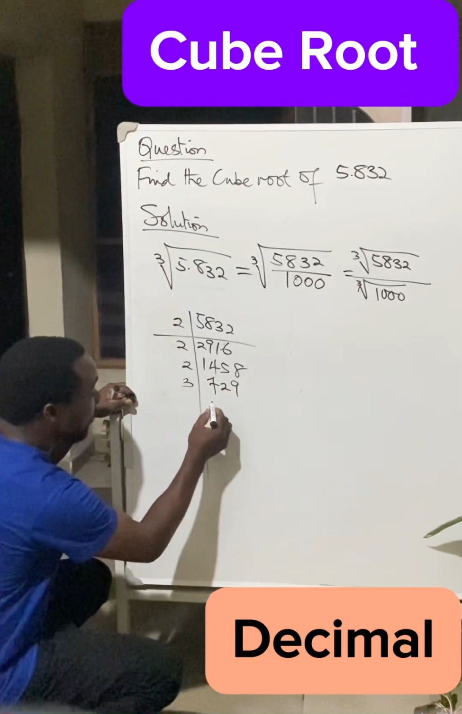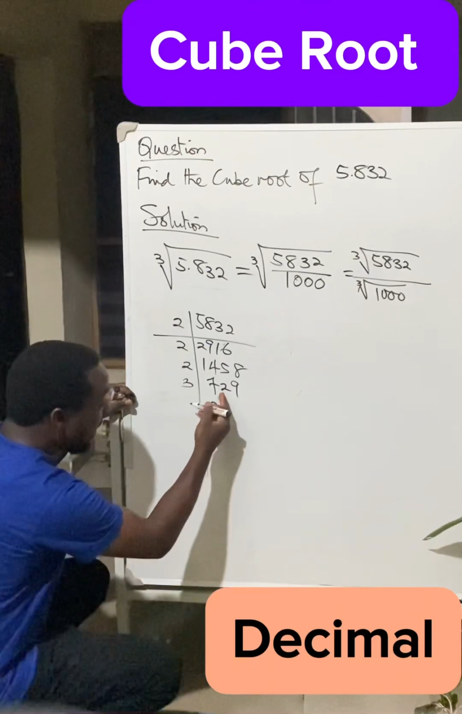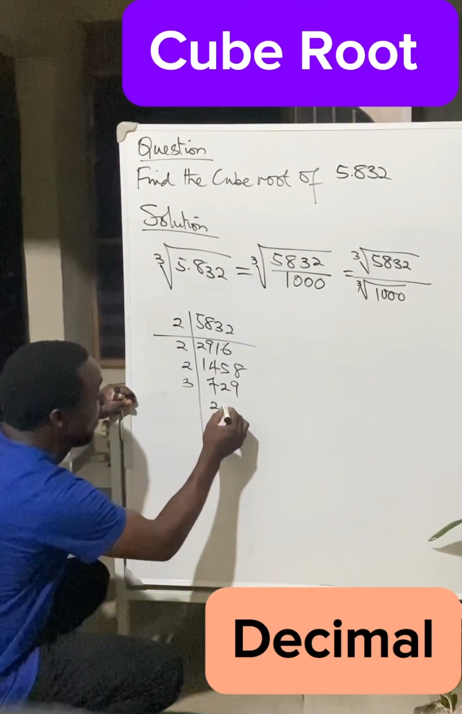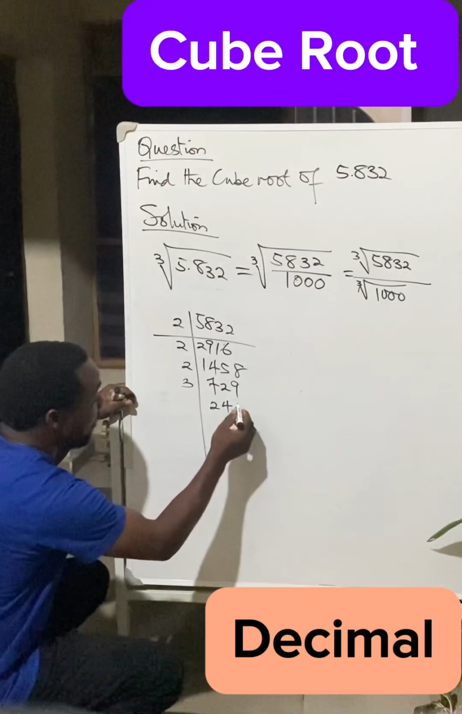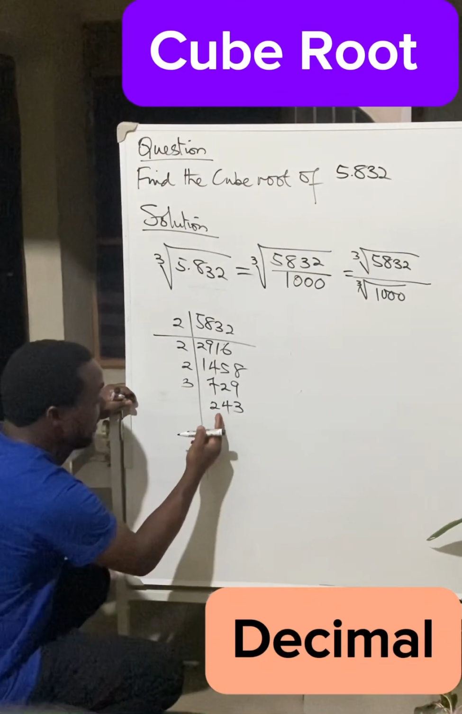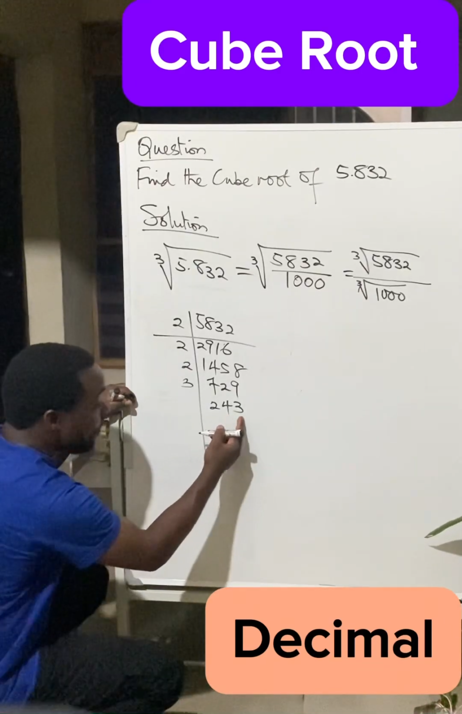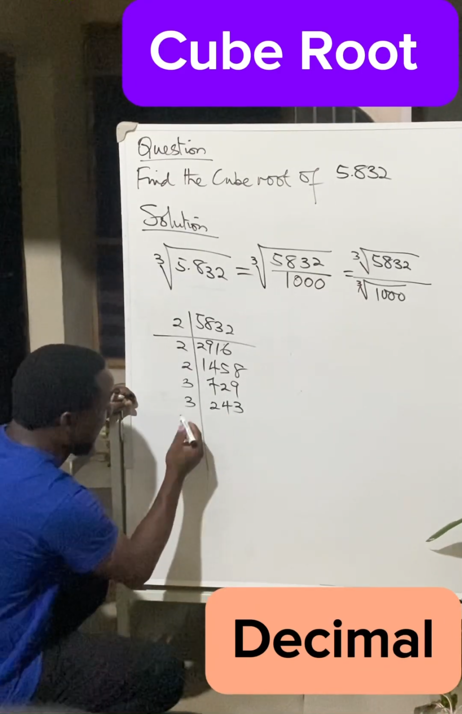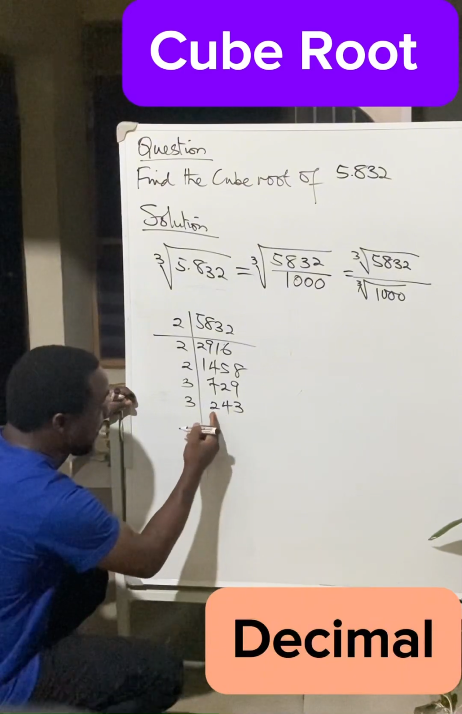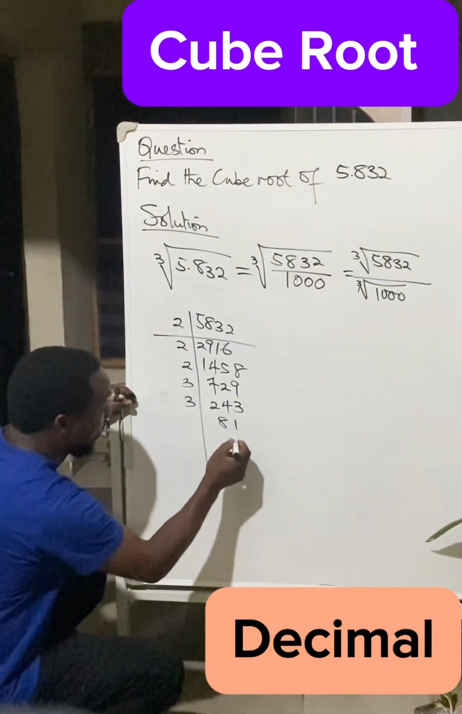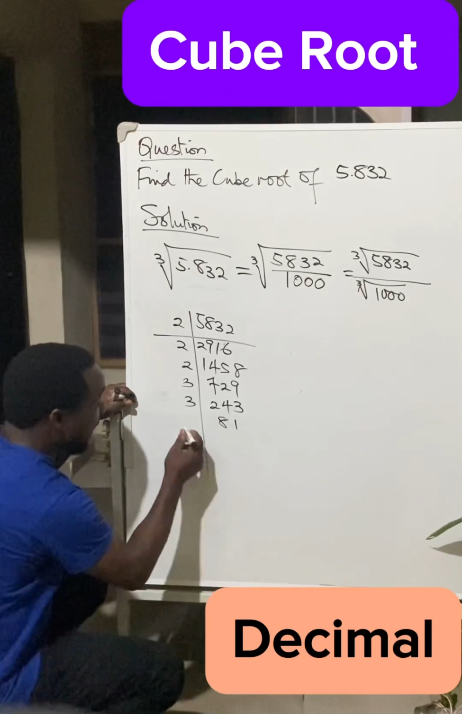3 into 7 is 2 remainder 1. We add it to 2, it becomes 12. 3 into 12 is 4. And 3 into 9 is 3. Let's see if 3 can divide this. 2 plus 4 is 6. 6 plus 3 is 9. 3 can divide through. 3 into 2 is 0. 3 into 24 is 8. 3 into 3 is 1. 81, 3 can still divide this.